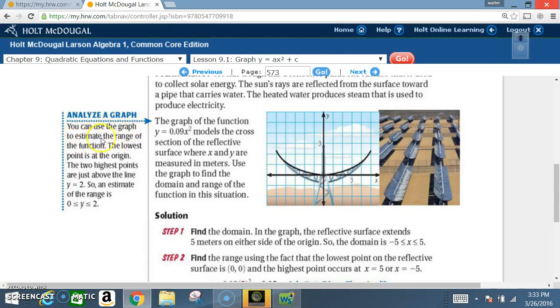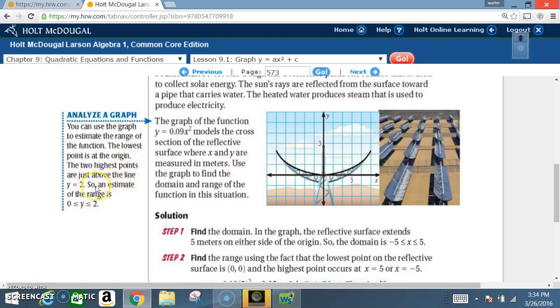Okay, now we could have also analyzed the graph itself to find the range. You can use the graph to estimate the range of the function. The lowest point is at the origin, 0, 0. The two higher points are just above the line y is equal to 2. So right here is y is equal to 2. And you see it's just above that 2. Nope, excuse me, it's above the 2, period, because that's y is equal to 2, not negative. So it's just above that 2, just above that 2.